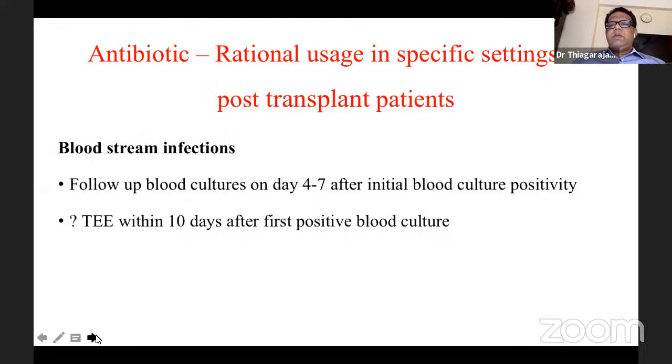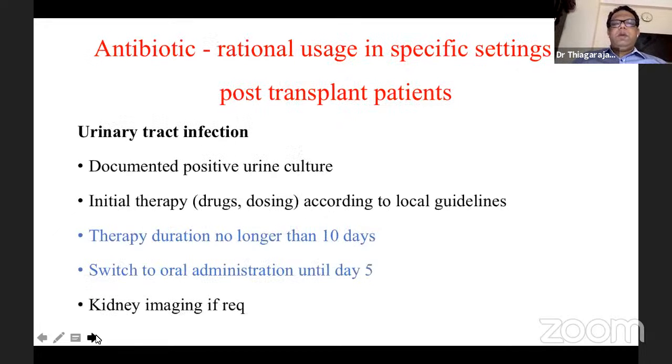Whenever we have bloodstream infections, it is important to repeat the blood culture after the initial positivity, on day 4 to day 7. Whenever we have more than 10 days of positive cultures, it's important to check for infective endocarditis, like you have to do a transesophageal echo.